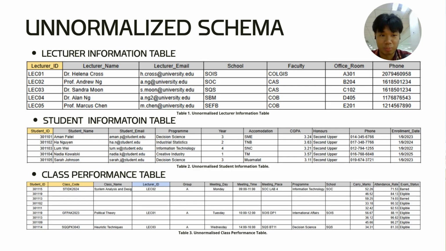Here we have the unnormalized schema, which serves as our starting point. We've captured the raw data into three main tables: lecture information, student information, and class performance. As you can see, specifically in the class performance table, the data contains repeating groups and blank cells, indicating that this is currently in unnormalized normal form.